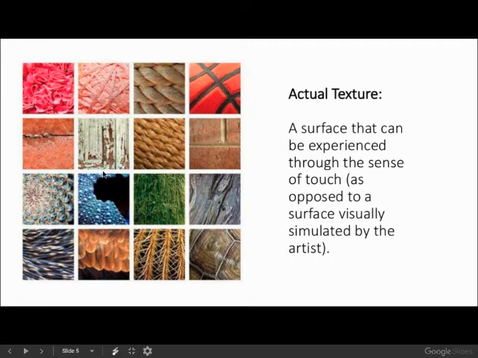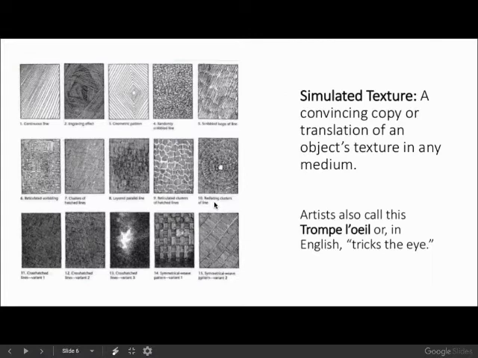So actual texture is just that, right? You go to touch it, it's fuzzy; it's experienced through touch. Simulated is sort of a copy, or an artist's translation. And if you've ever heard this word down here, trompe l'oeil, it tricks the eye. So it's made to look real.